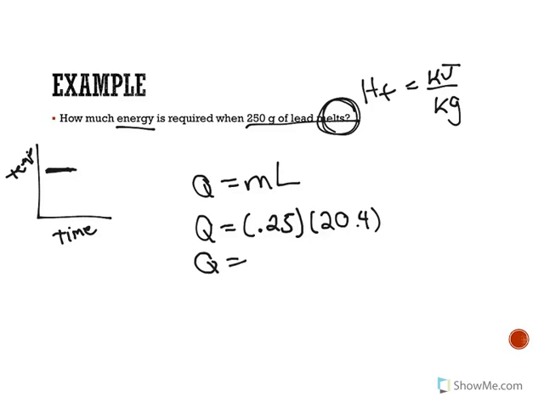And remember, that's kilojoules per kilogram, meaning that our final units for our energy are going to be in kilojoules in this case. So if we multiply 0.25 by 20.4, we get 5.1 kilojoules. And that's to proper significant figures.